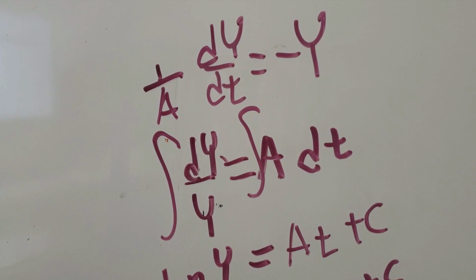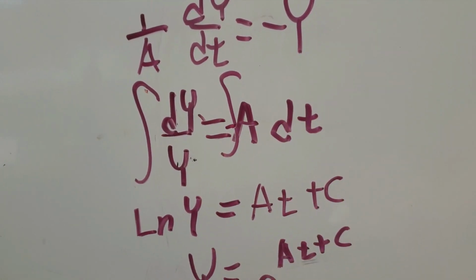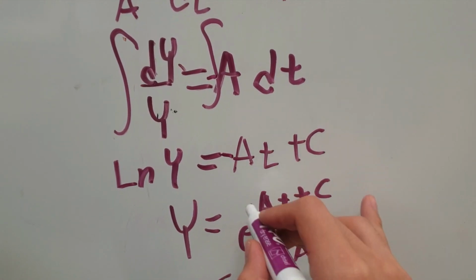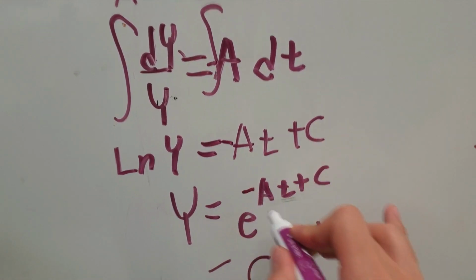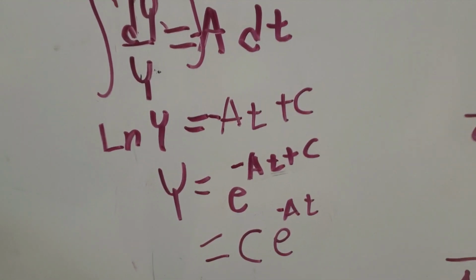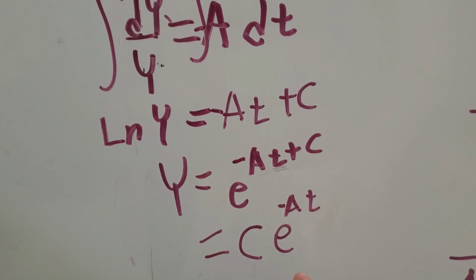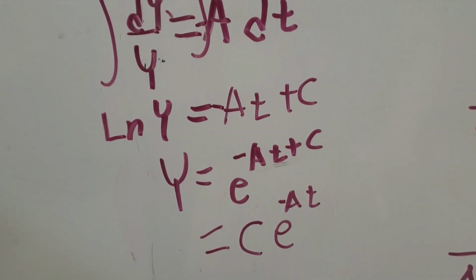Ooh, I made a huge mistake here. I forgot to put the negative sign, so we'll have negative over here, so it's negative at plus c, and then we have negative, and then negative. Okay. So this is what we are left with: big Y is equal to c e to the power of negative at.